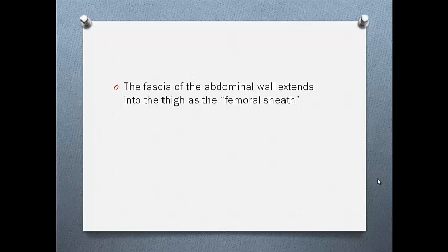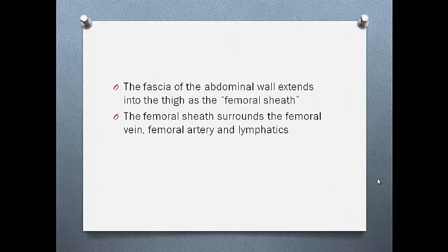One of the structures that comes in close relation with all three of them is the fascia of the abdominal wall. It's one of the layers that forms the anterior abdominal wall, and it extends from the abdomen all the way down until it reaches the thigh, and it forms something called the femoral sheath. The femoral sheath is basically a layer of connective tissue that originally started in the abdominal wall and then extended down into the lower limb.